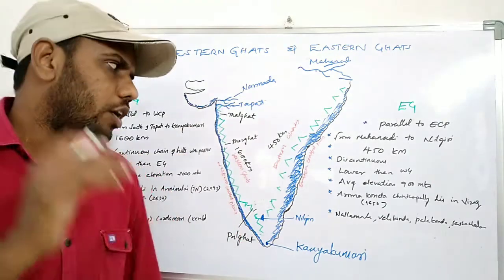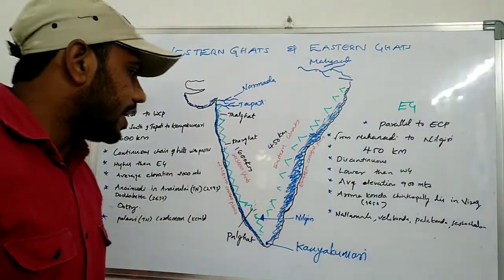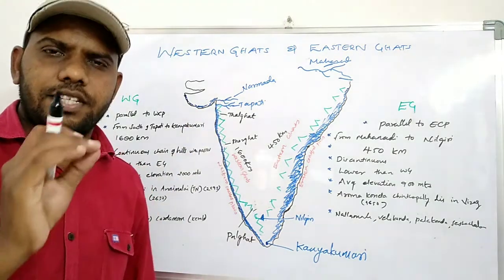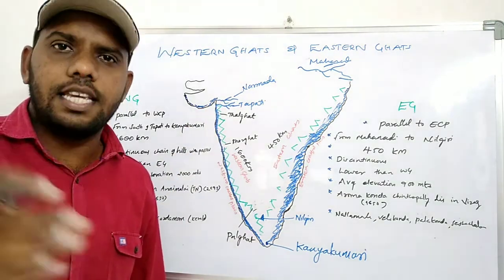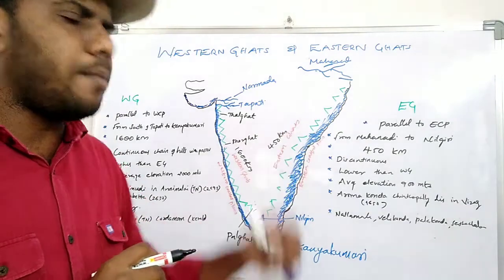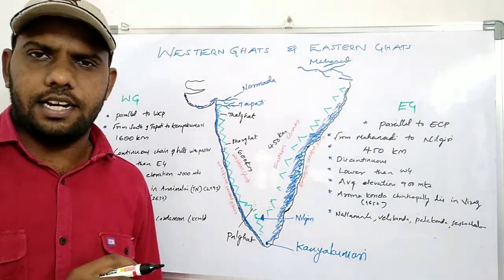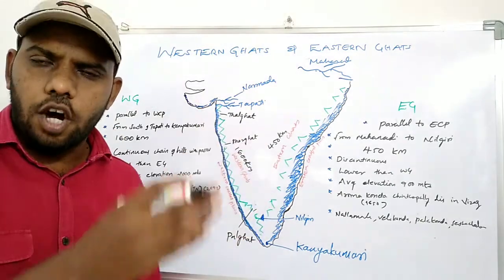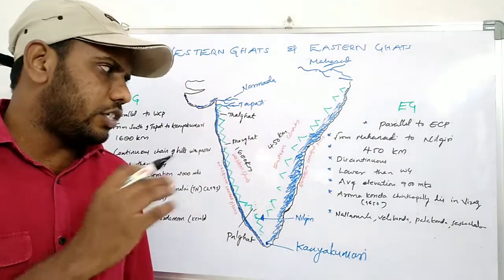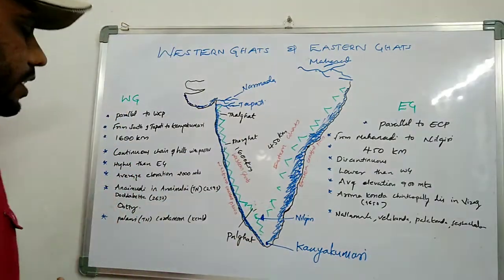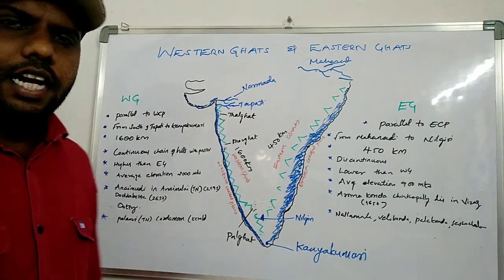Got it, children? Okay, very good. So here we understood that the Western Ghats are higher than the Eastern Ghats. Now this is the opposite point: the Eastern Ghats are lower than the Western Ghats. Got it, children? Okay. So the next point we know is average elevation.